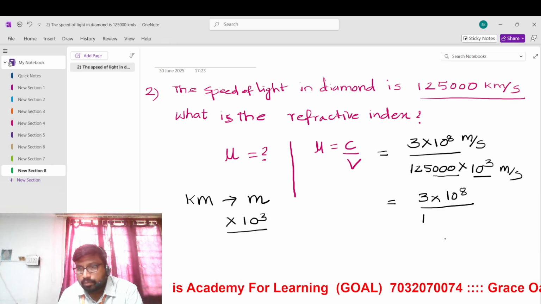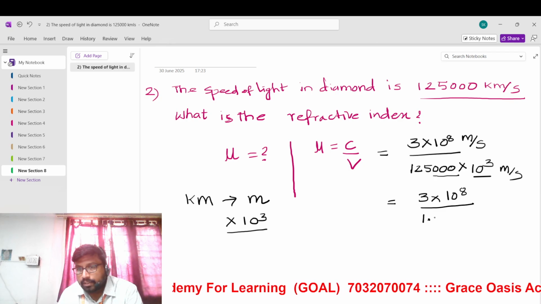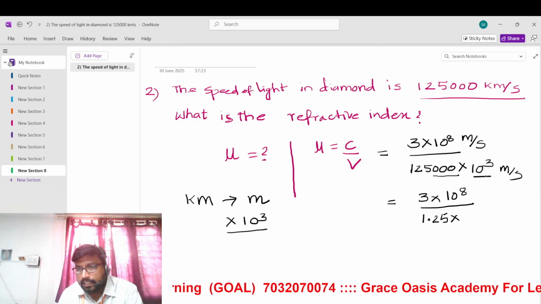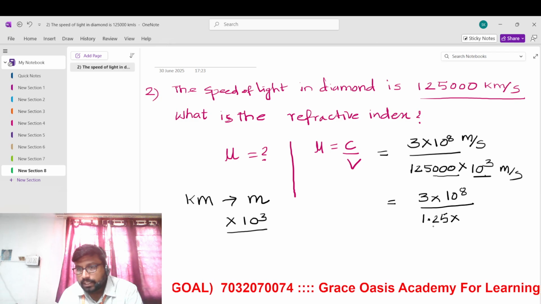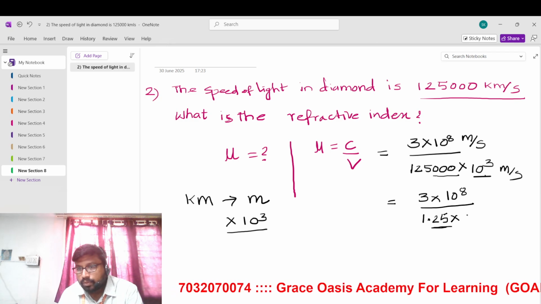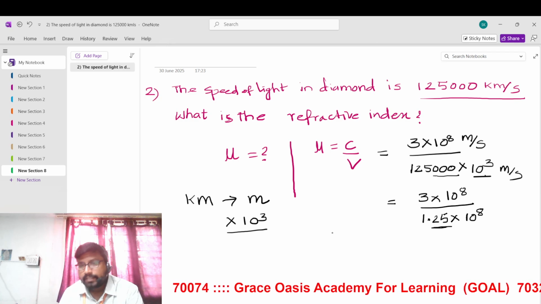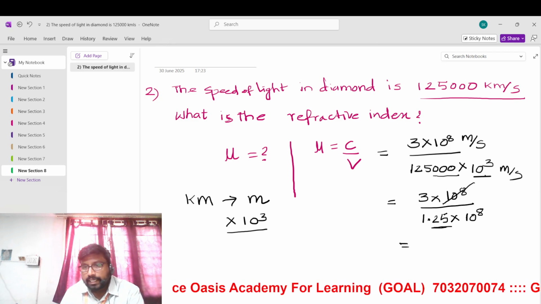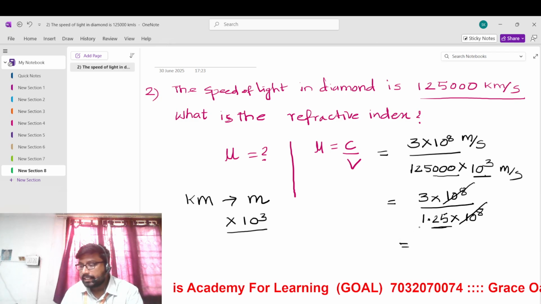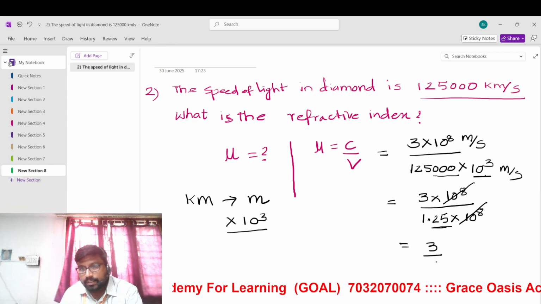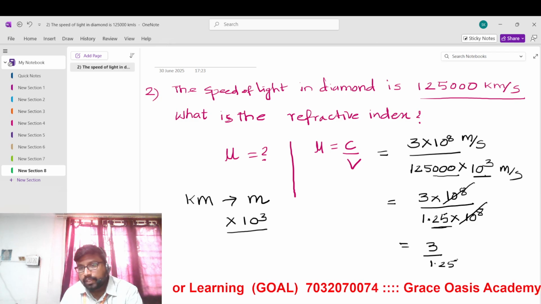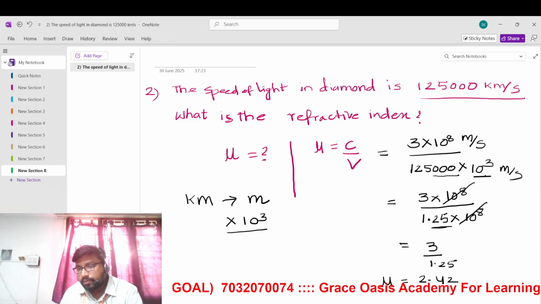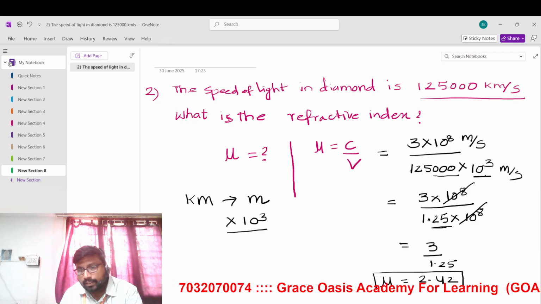If I take decimal point here, 1.25, after decimal 2 digits, so I can add already 3 zeros, 10 to the power of 6, again after decimal we have 2, so total 10 to the power of 8. Both will get cancelled, 10 to the power of 8, 10 to the power of 8 will get cancelled. So 3 by 1.25. So answer will be mu equals to 2.42, right?